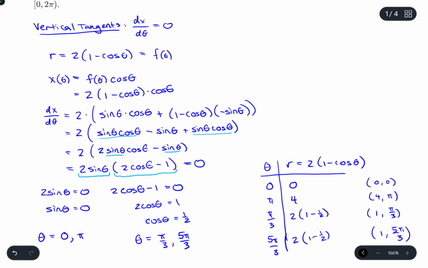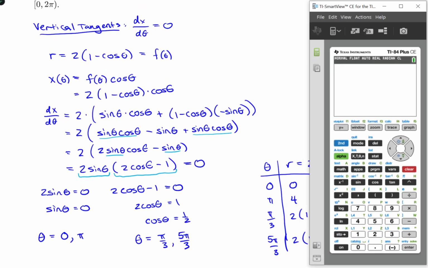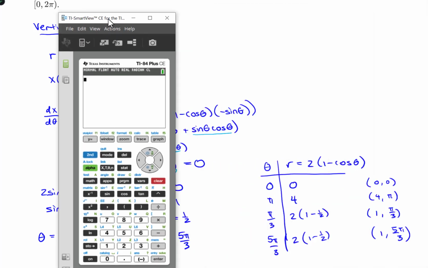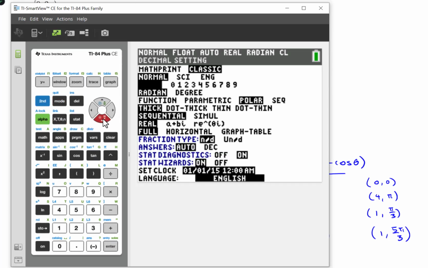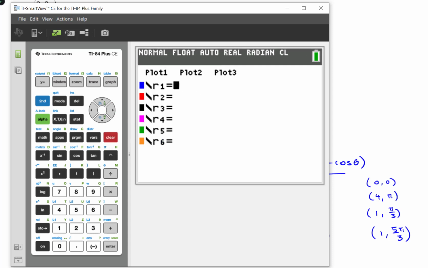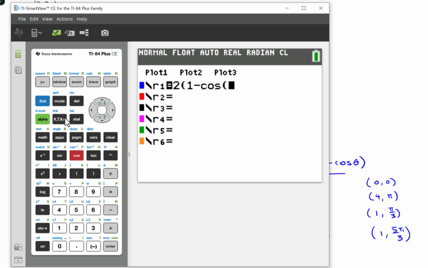Okay, so let's look at this graph. Just to remind you how to do a polar graph, we would need to check our mode settings. And first off, you should be in radian mode. And then after that, make sure you're not in function or parametric mode, but over here in polar. Because then when you press y equals, you'll get a function of the form r in terms of theta. So this graph is going to be 2 times 1 minus cosine theta.